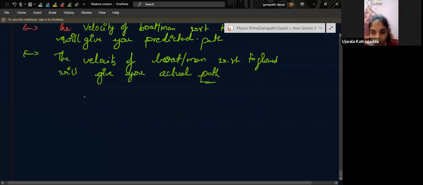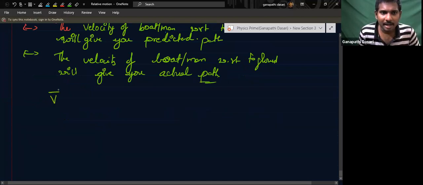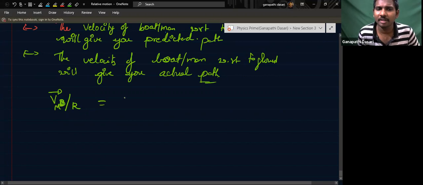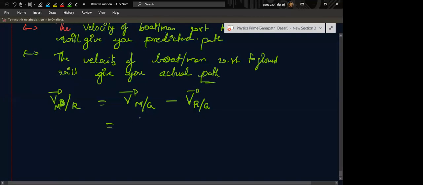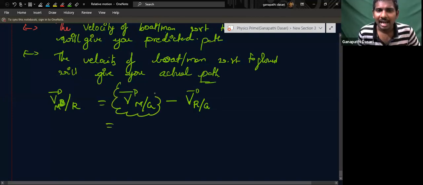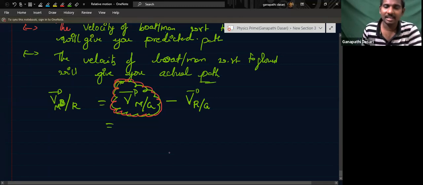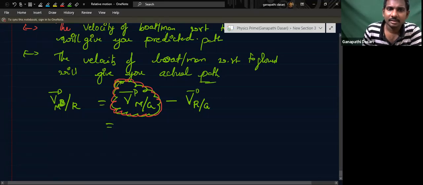I'll tell you. First thing is the velocity of the man or boat with respect to river. How can we write it? Velocity of man with respect to ground minus velocity of river with respect to ground. The velocity of man with respect to ground will give you the actual thing: how the boat or the man is moving in reality, in the real world. This is of prime importance in this topic.